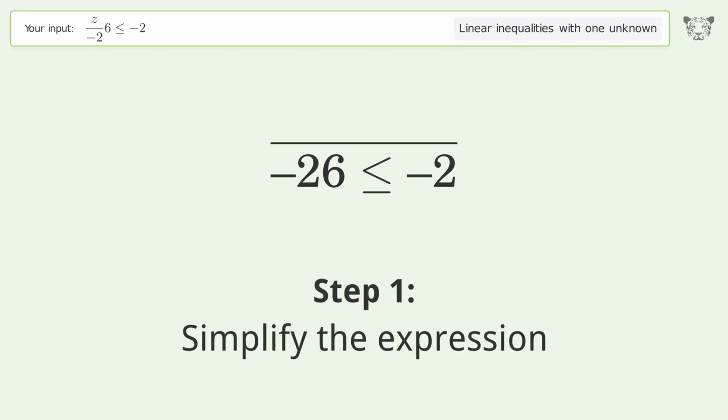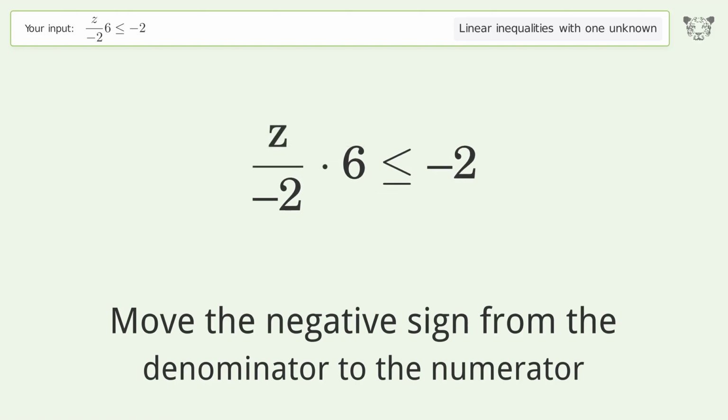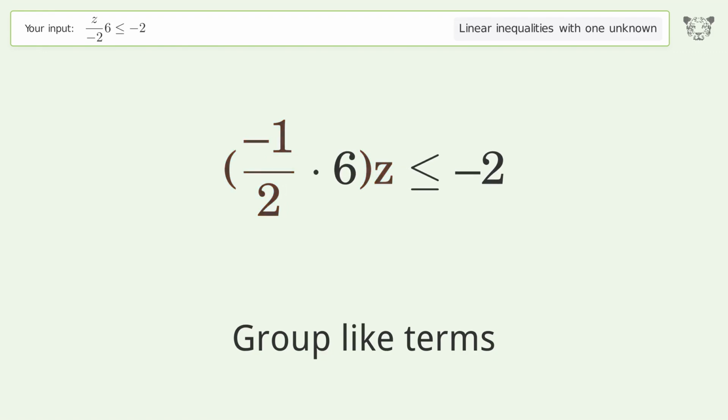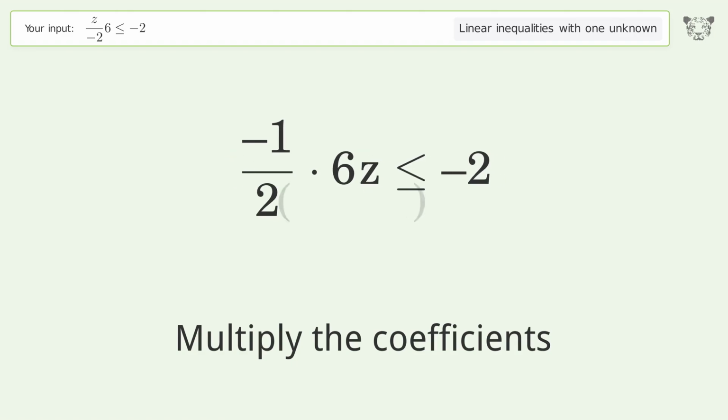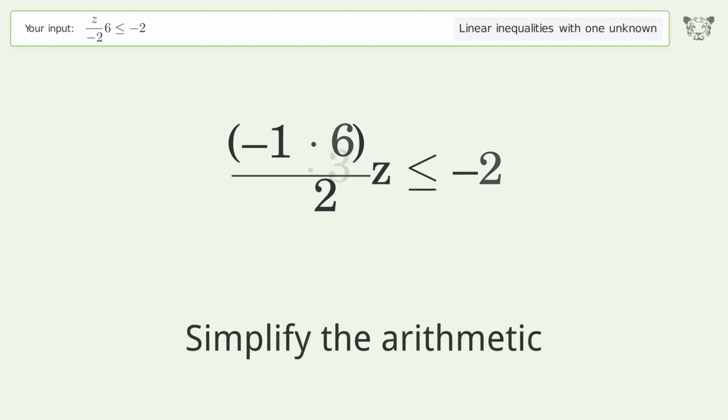Simplify the expression. Move the negative sign from the denominator to the numerator. Group like terms. Multiply the coefficients. Simplify the arithmetic.